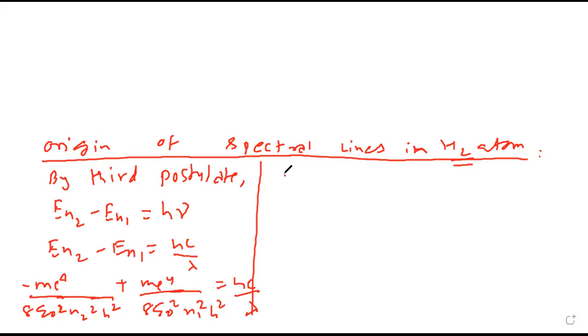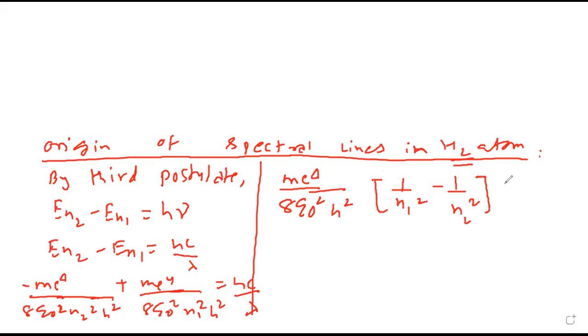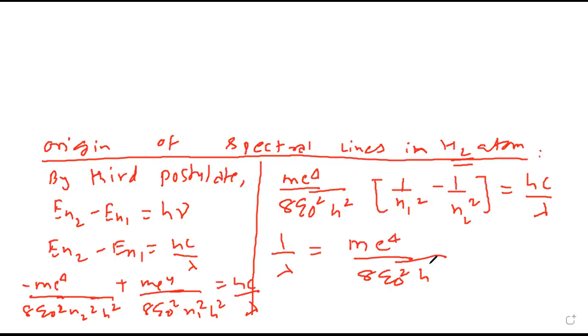We can take m e raised to 4 upon 8 epsilon naught square h square outside, inside 1 upon n1 square minus 1 upon n2 square is hc by lambda. So 1 by lambda equals m e raised to 4 upon 8 epsilon naught square h cube c, into 1 upon n1 square minus 1 upon n2 square.